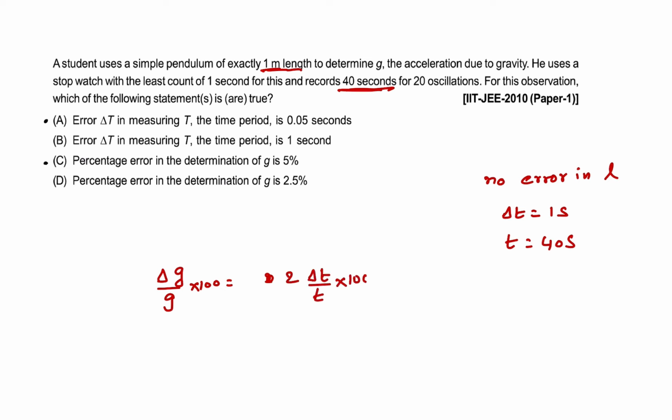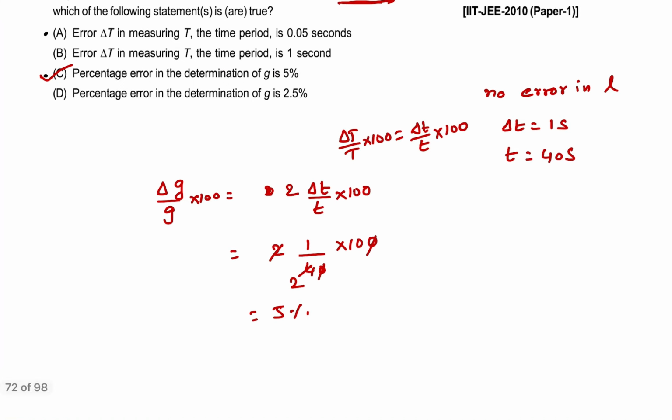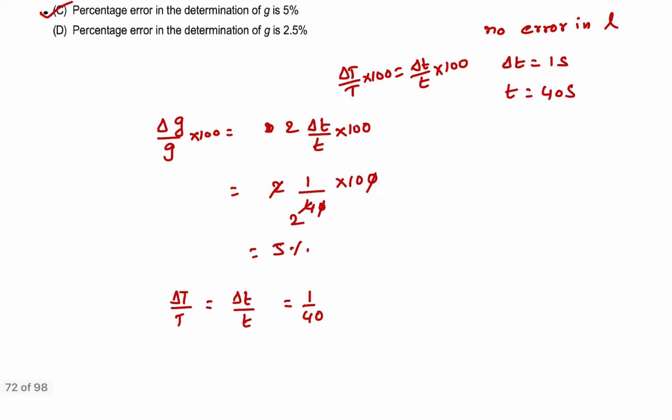Percentage error in g, delta g divided by g into 100, we can write as delta L by L, which is not there, plus 2 into delta T divided by T into 100. Taking delta T by T into 100 as small delta t by T into 100, I can get 2 into 1 divided by 40 into 100. The zeros get cancelled, it is 2 times, so we get 5%. Option C is correct.